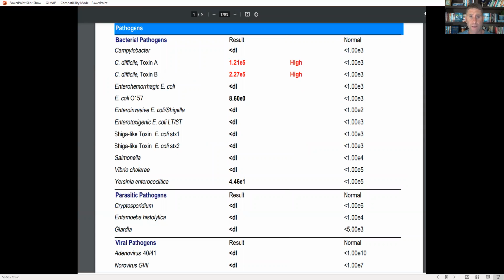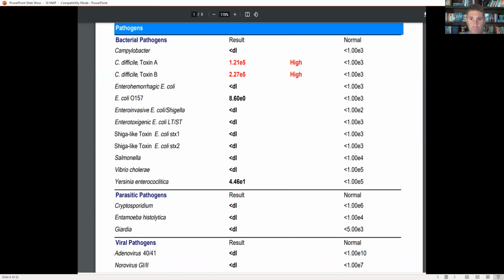So when we're looking at the GI map, the first part of the GI map, we're looking at bacterial pathogens, parasitic pathogens, and viral pathogens. And so we're looking at that and we're looking to see if anything is flagged high. And these are known pathogens. And so you've got things like C. difficile here, which you can see is marked high.